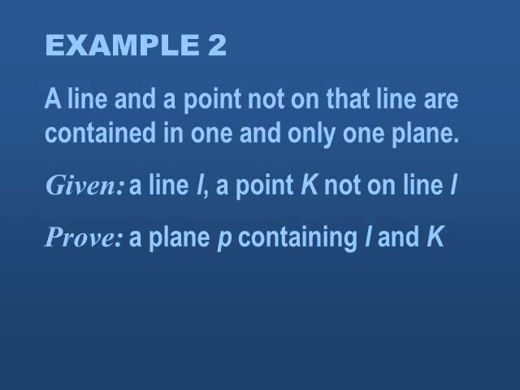This is a pretty concise proof. There are actually ones that are shorter, but this has 5 statements and 5 reasons. This is the shortest. Now, like I said, if you come up with a few more as you're thinking through proofs, don't get panicky about it. Okay, so a line and a point not on that line are contained in one and only one plane. So the given is line L, a point K that's not on line L, and we need to prove a plane P containing line L and point K.